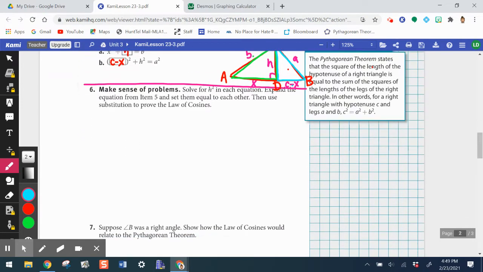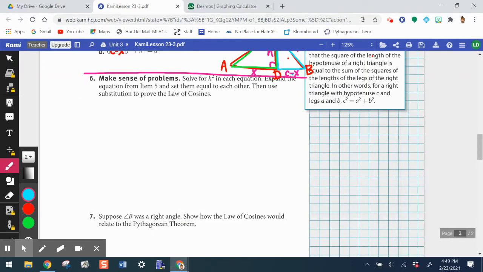Now, item 6, they ask us to solve for h squared in each equation, and then expand the equation from item 5 and set them equal to each other. Then use substitution to prove the law of cosines. Now, we're going to do this one a little bit different. I'm actually going to work through it.